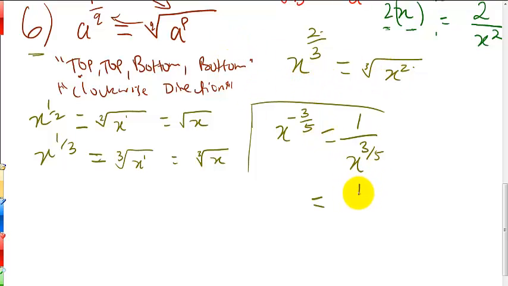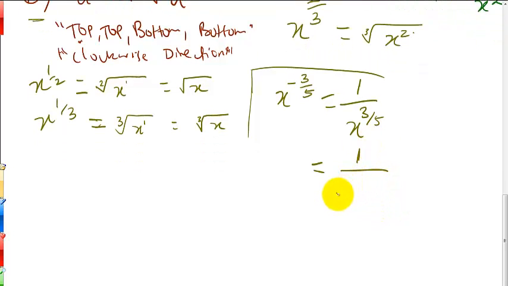So it's 1, that doesn't change, over, that doesn't change, and then it's going to be the fifth root of x to the power of 3. That's the top, and that's on the bottom. That's it, you're done. You got yourself roughly 2 marks in your exam: 1 mark for this, and 1 mark for this.